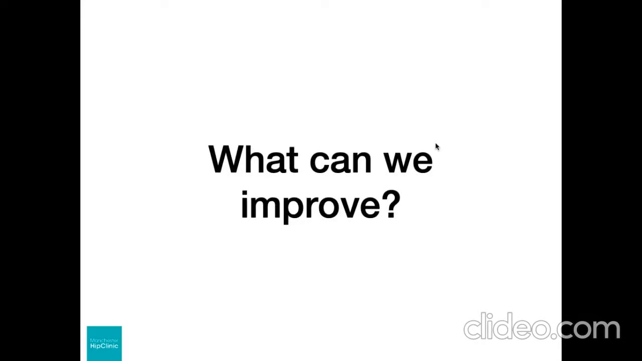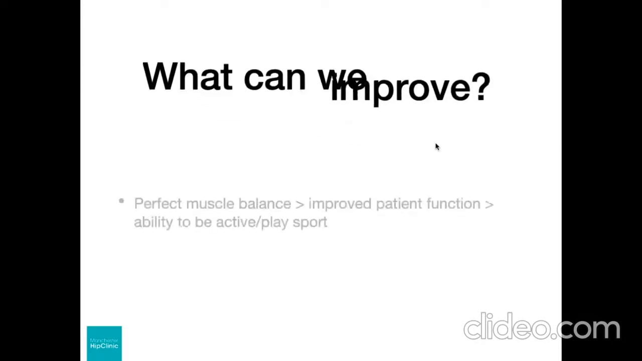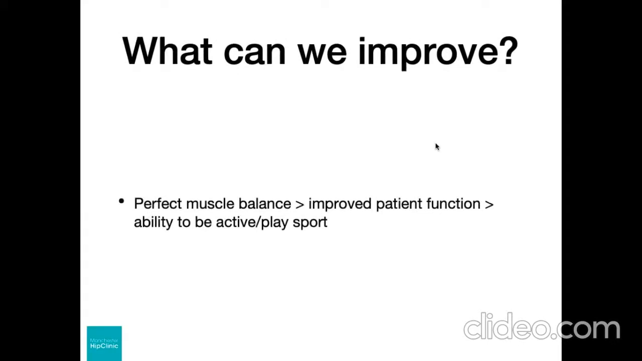So how can we make it better? How can we keep people being as active as they want to be? Certainly by getting perfect muscle balance, and Winston alluded to this around the knee, and it's just as valid for the hip, making sure that you recreate the person's normal anatomy. That will allow them to stay highly functioning and allow them to be active and play sport.